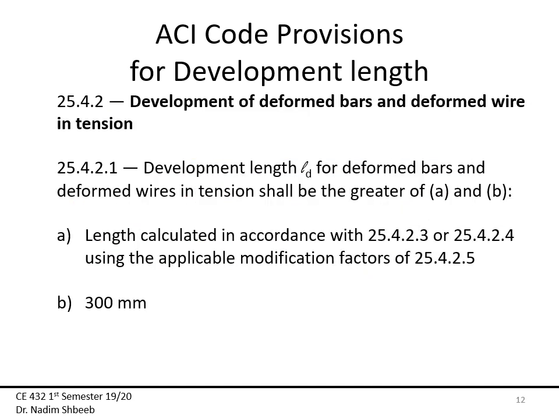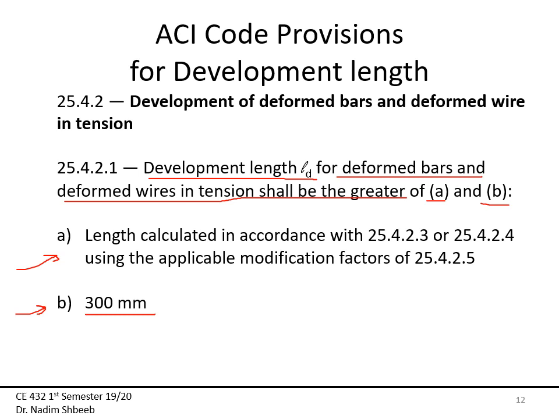So now, like I said, you have development length for both tension and compression. We're going to start off with tension, and in that it says the development length, which we're going to call Ld, for deformed bars and deformed wires in tension, shall be the greater of A and B, which means whatever you calculate from A or B, you will take the larger of both. Now, B is straightforward. It has to be at least 300 millimeters.